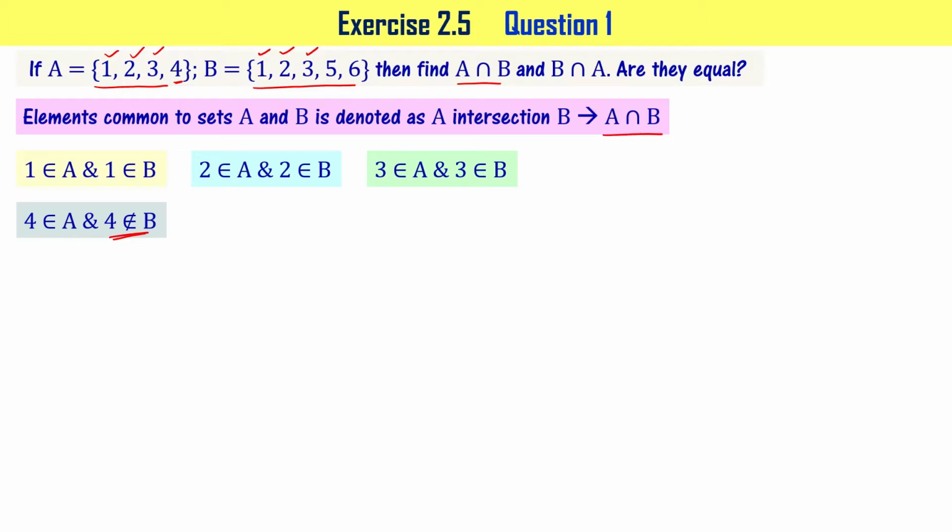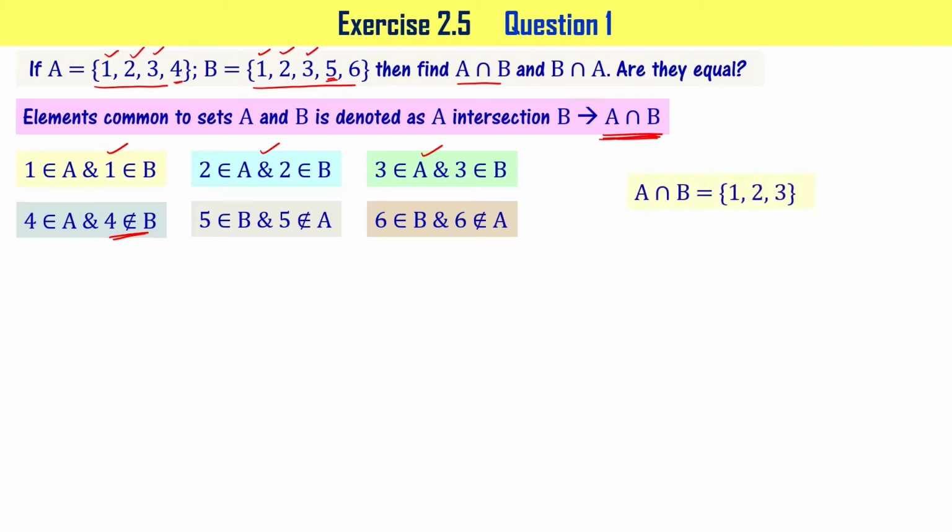Similarly, 5 belongs to B, but not to A. 6 belongs to B, but not to A. Now, as per this definition, A intersection B is the set containing elements which are common to both the sets A and B. It means 1, 2 and 3 are going to be the elements of A intersection B. Let's write that. A intersection B is a set containing elements 1, 2 and 3.